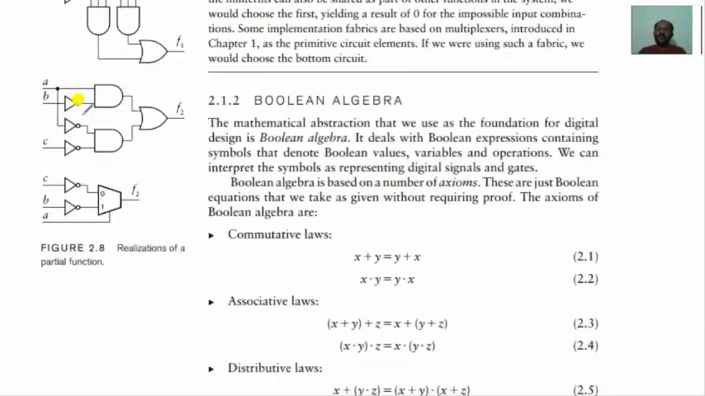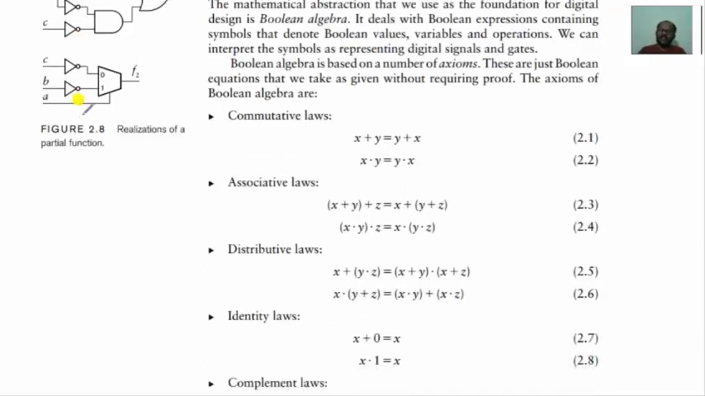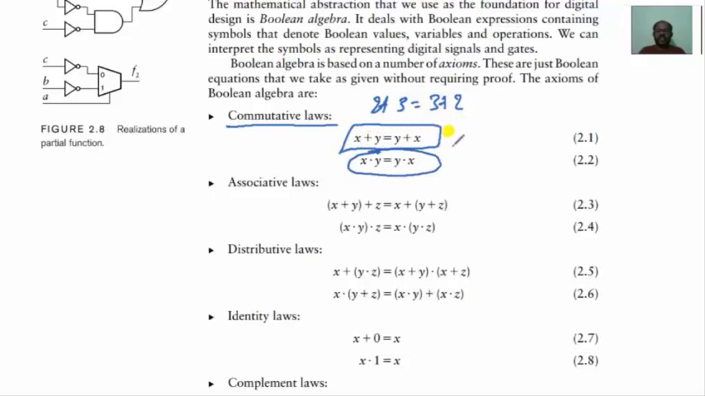Let us learn Boolean algebra. The first law is the commutative law. Commutative law for addition: X plus Y equals Y plus X, like 2 plus 3 equals 3 plus 2. Commutative law for multiplication: X into Y equals Y times X, like 2 into 3 equals 3 into 2.